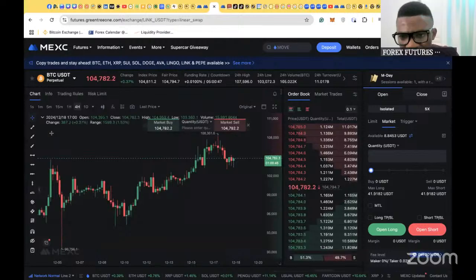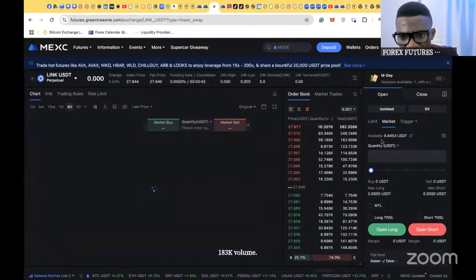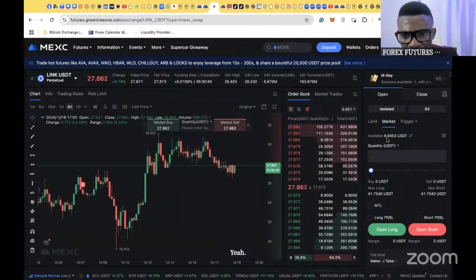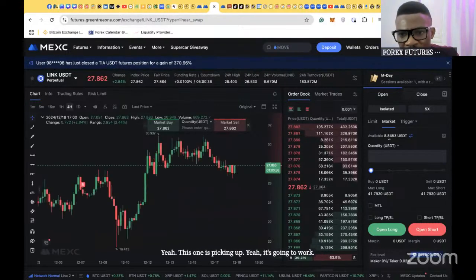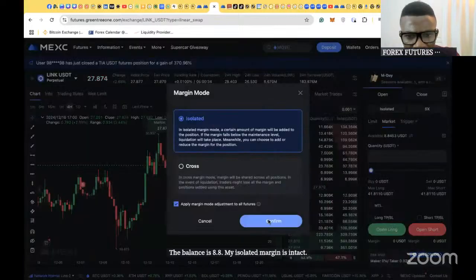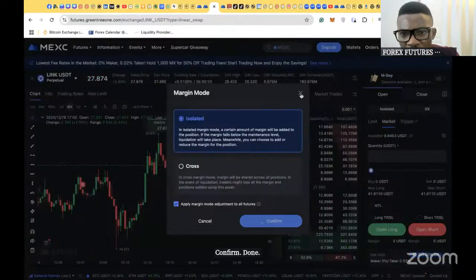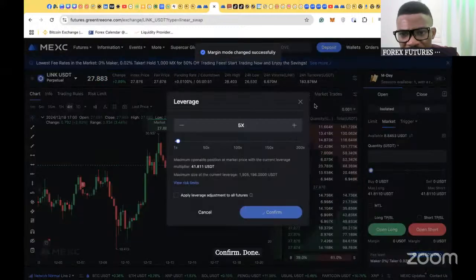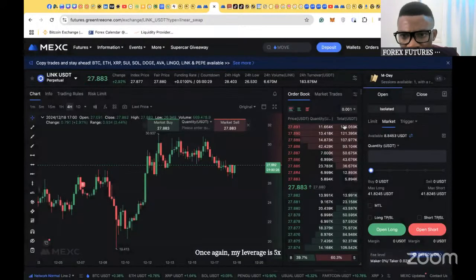183K volume. Yeah, this one is picking up. Yeah, it's going to work. Good. The balance is 8.8. My isolated margin is intact. Confirm. Done. My leverage is 5x. Confirm. Done. The market order is there.